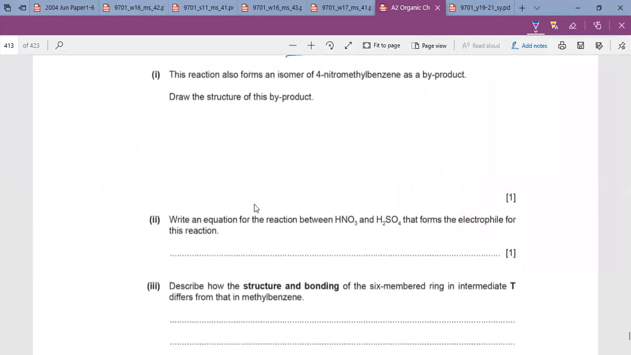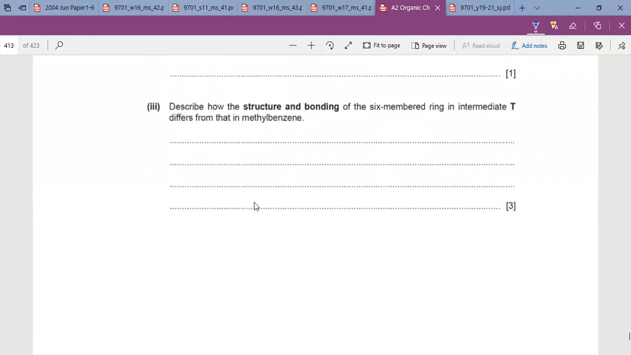Now we want to go to the first part here. This is what I want you to look at, for 3 beautiful marks: how the structure and bonding of the 6-membered ring in the intermediate T differs from methyl benzene. That means to say that, well, methyl benzene is like this. Methyl benzene.